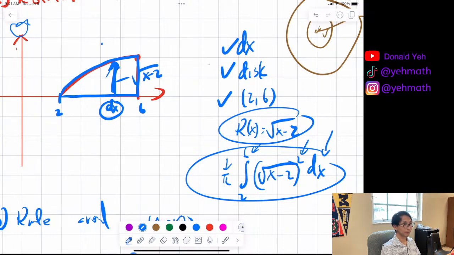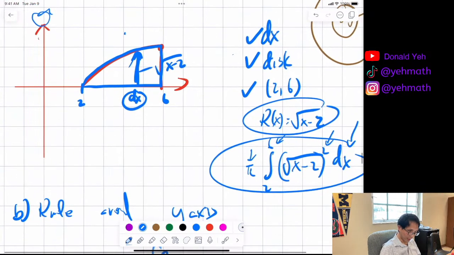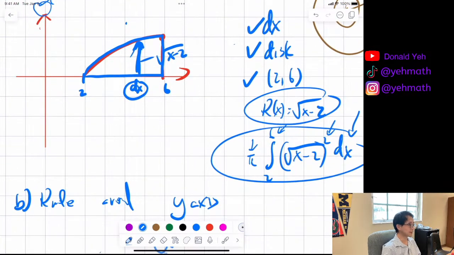Jared, are you following me? Yeah. Okay. Now, second one, we're gonna rotate around the y-axis. Before you do it, I want you to think about what kind of shape that will be.